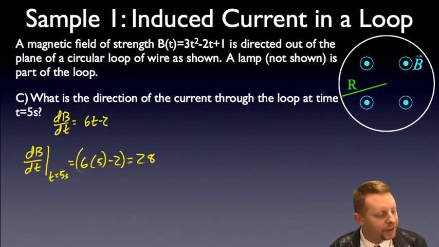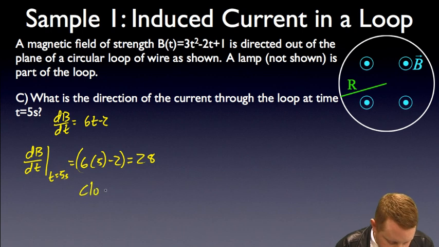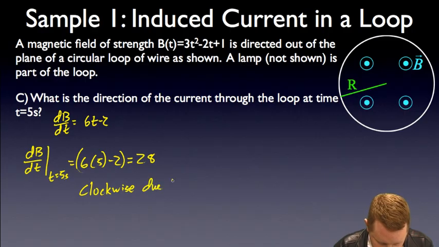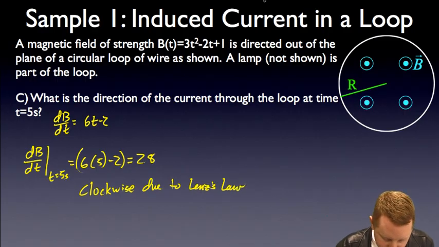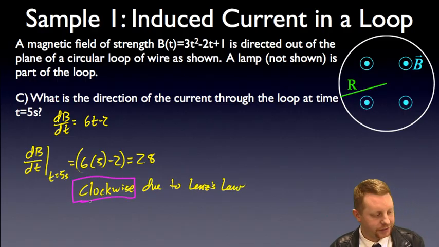Well, 28, that's a positive number. That means it's increasing as the magnetic field comes out of the plane of the page. Well, if that's increasing, then the induced current is going to create a magnetic flux that opposes that change, or would be decreasing. Point your right thumb into the plane of the page, opposite the direction you already have the magnetic field, and wrap your right hand fingers around it, and you'll find that you would get a clockwise induced current due to Lenz's law. So our answer there would be clockwise.